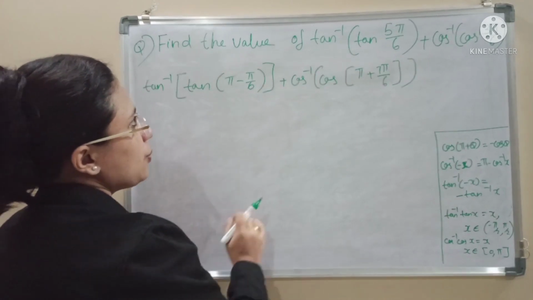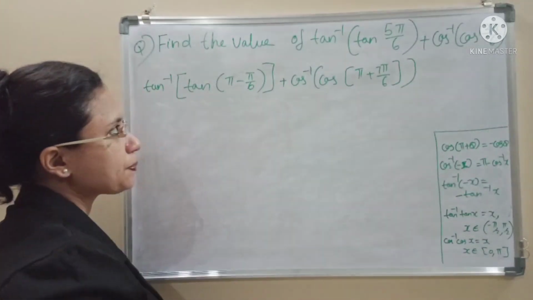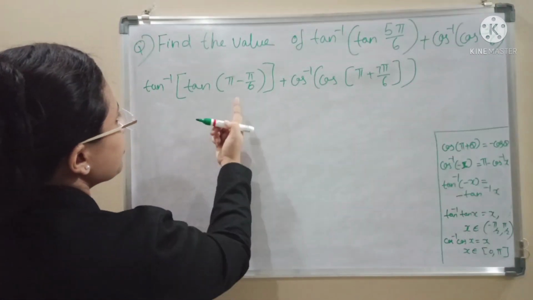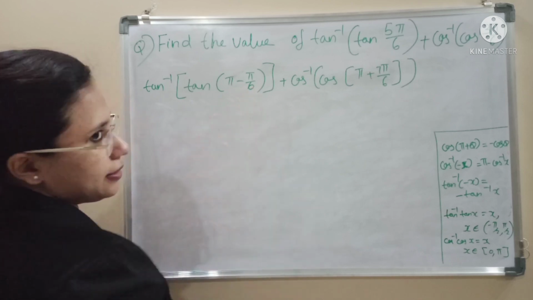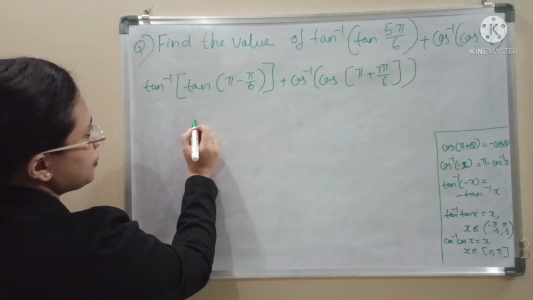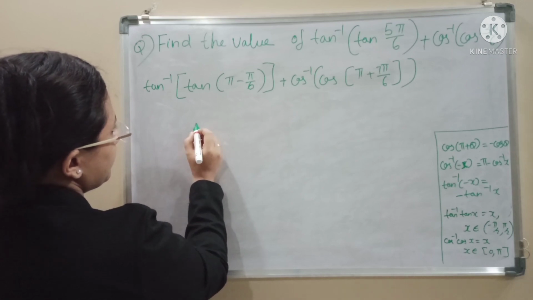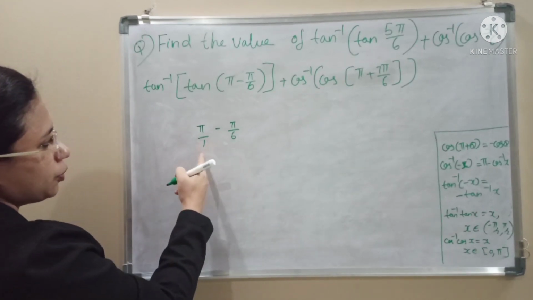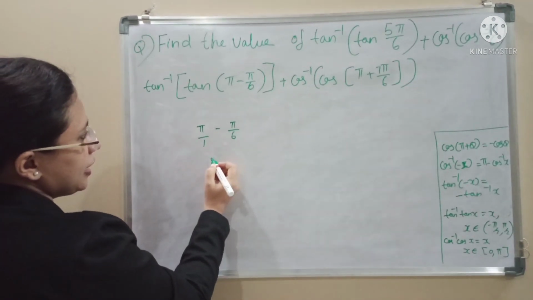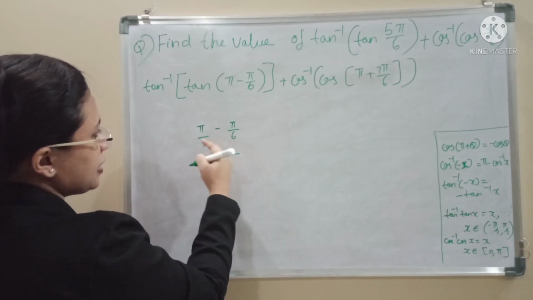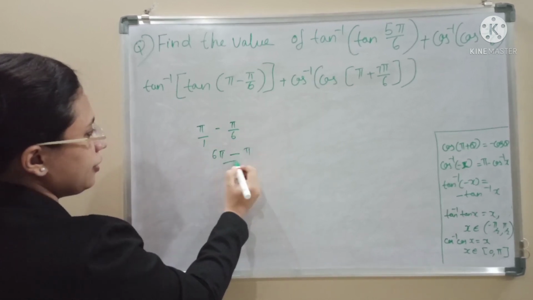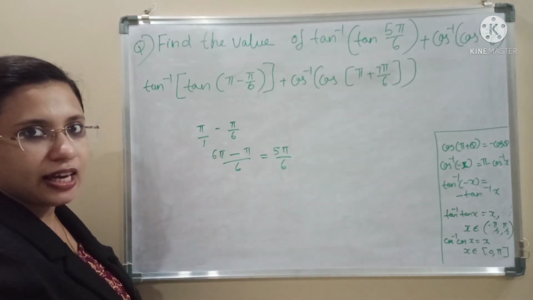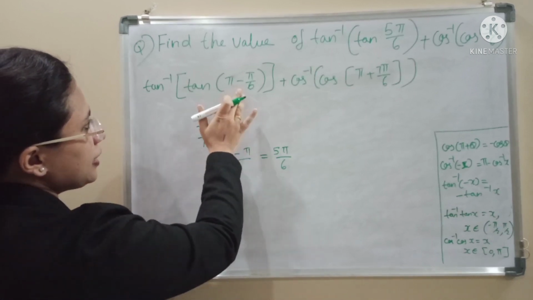So 5π/6 we can write as π minus π/6, right? Because π minus π/6 is what? If we do the cross multiplication, 6 times π is 6π, minus 1 times π is π, divided by 6, that is 5π/6. 6π minus π is 5π. Clear? So that is this one.